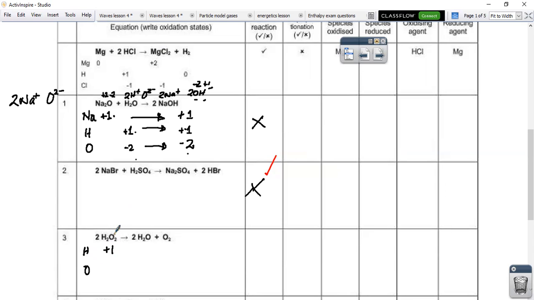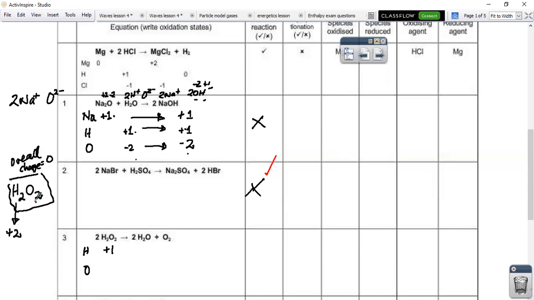-2. Ah, now this is a confusing one, isn't it? This is really confusing. So let's look at it together. So remember, the overall charge must be 0, isn't it? If you're thinking about it as an ion, overall charge is equal to 0. So if each of these hydrogens have a charge of +1, you have a total charge of what from these hydrogens? +2.